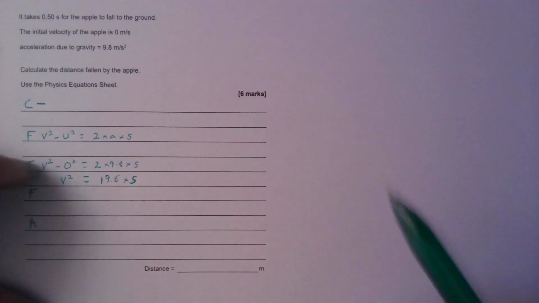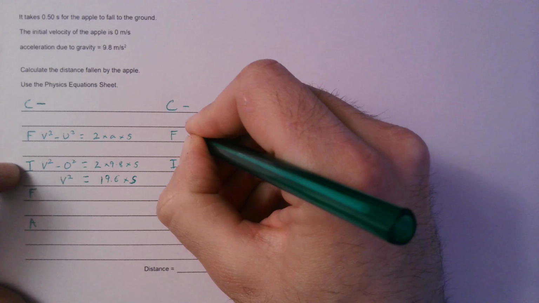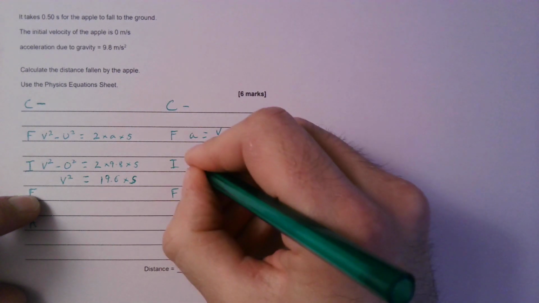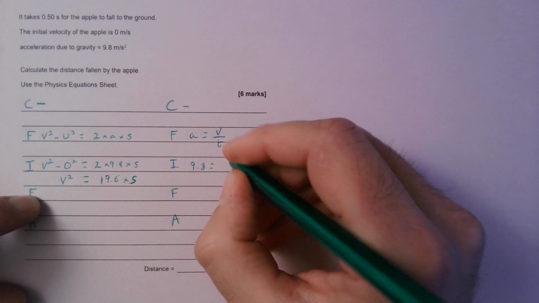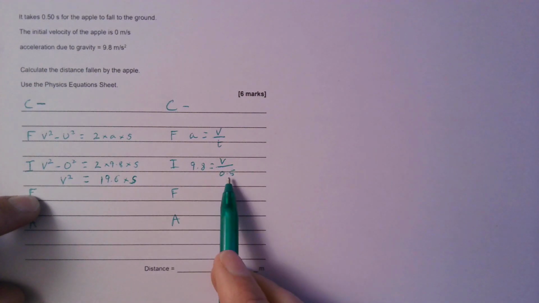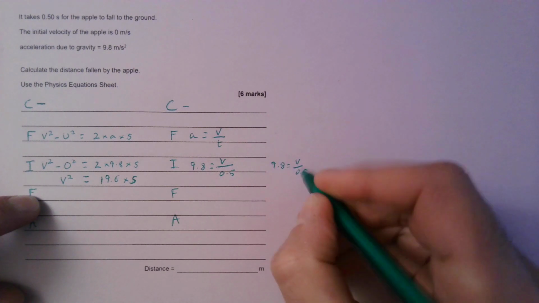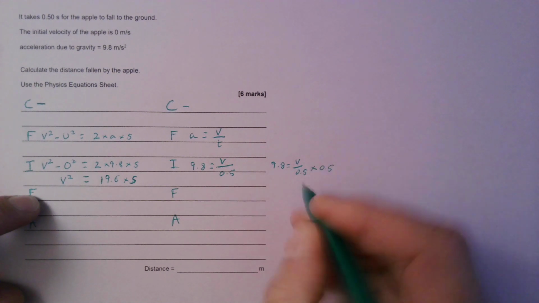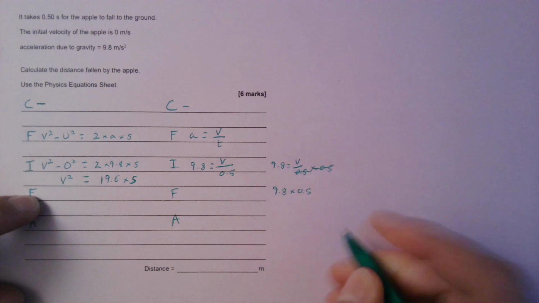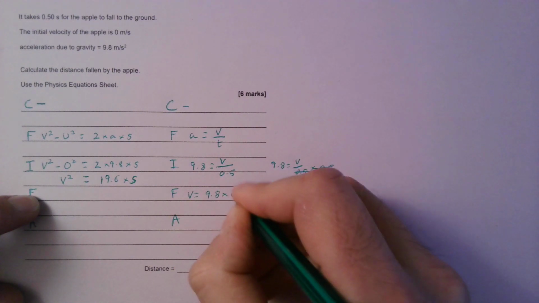Acceleration is change in velocity divided by time. We don't need to convert. C, F, I, F, A. Now we write a equals v divided by t, and we put the numbers in place. So 9.8 equals v, the change in velocity we're trying to work out, divided by time, which is 0.5. Now we want to rearrange that. We're divided by 0.5, so we times by 0.5. Whatever we do to the left, we do to the right. So 9.8 times 0.5 cancels that, which just gives us v. So v equals 9.8 times 0.5.